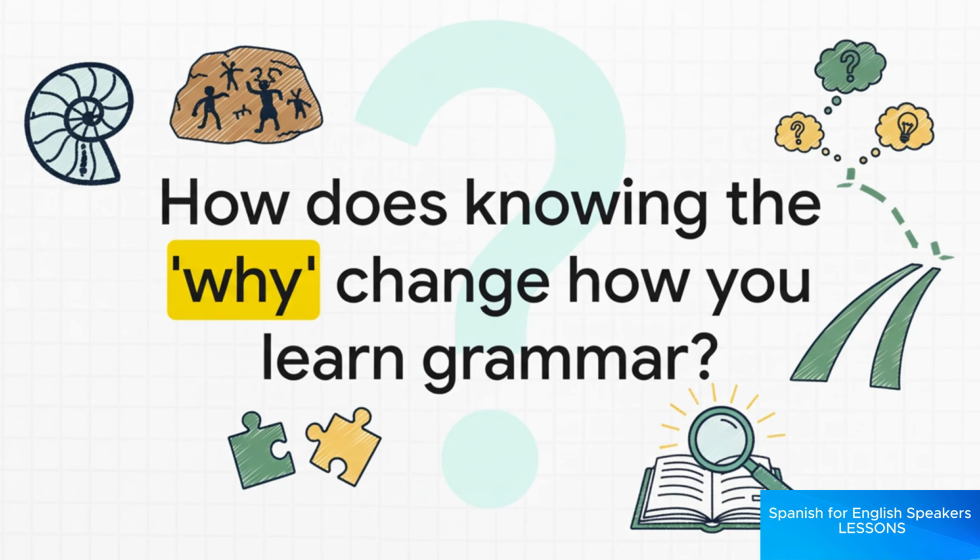So what's the big takeaway here? It's that grammar isn't just a bunch of boring, random rules you have to memorize. It's like a fossil record of how people think and see the world. When you understand the story behind the rules, the why, it stops being a chore and becomes this fascinating puzzle. And it gives you a logic that's way easier to remember than just a long list of rules. So I'll leave you with this. How does knowing the why behind the rules change how you're going to tackle your next learning challenge?